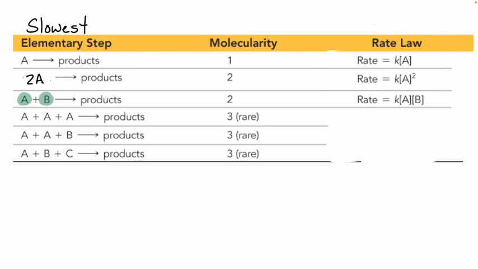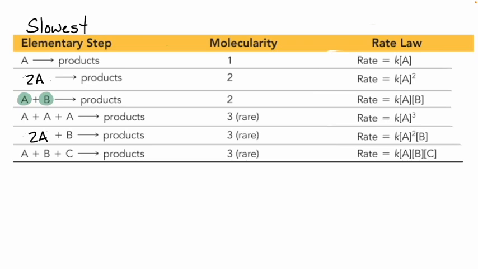All right, let's do this one. So this one would be A plus B, or really how we would see that written would be 2A plus B. All right, so then it's A squared, A times B, or A squared times B. Again, you're just going to multiply all of your reactant concentrations together, and that will give you the rate law for that reaction.